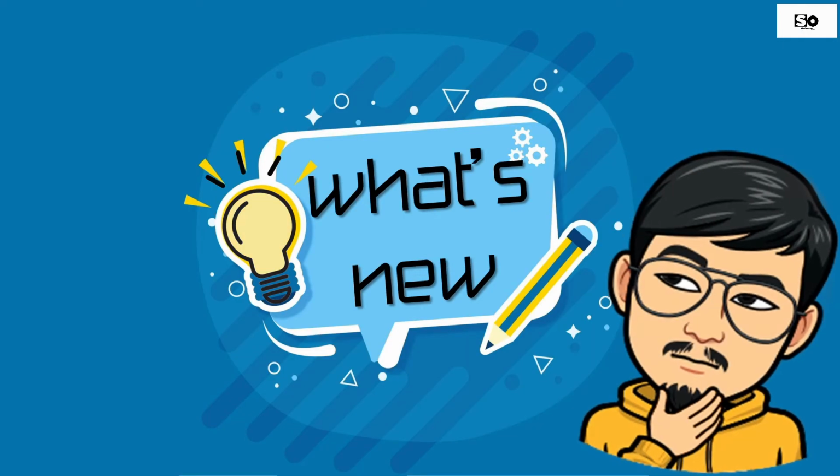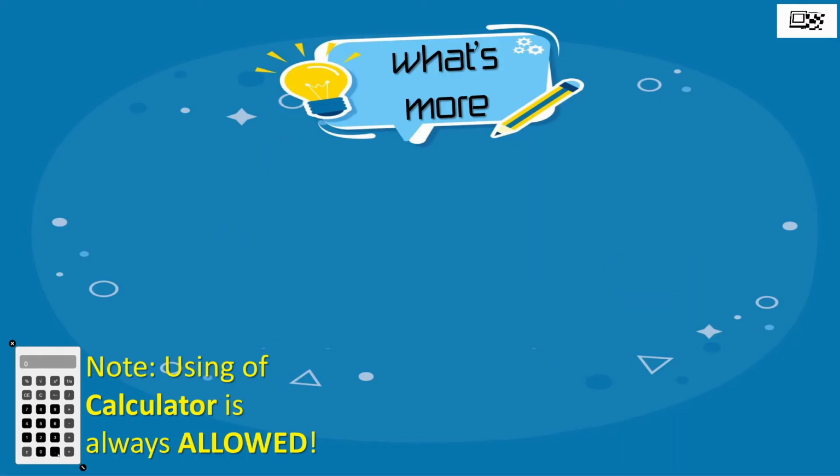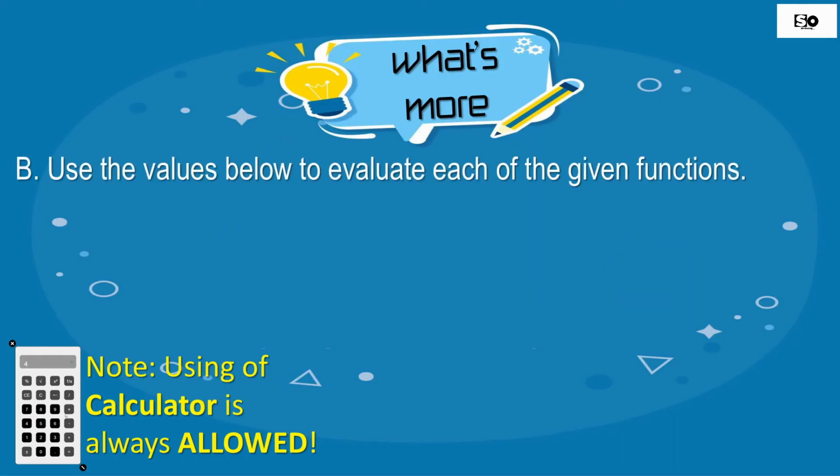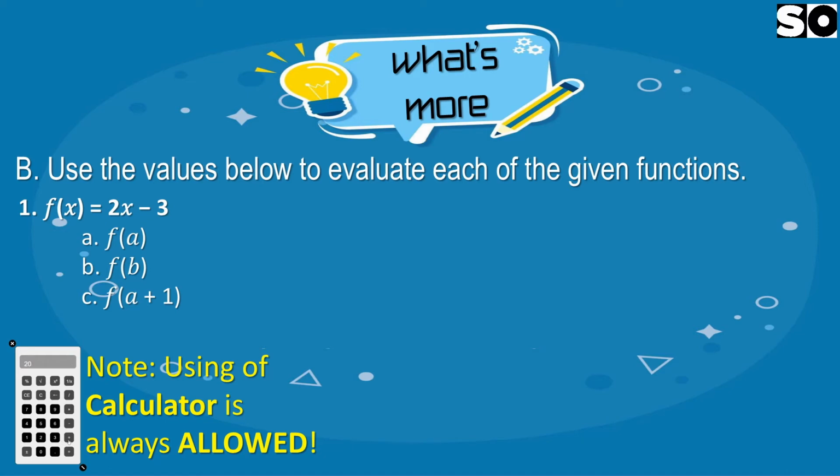What's new? Use the values below to evaluate each of the given functions. Number 1 example, f of x equals 2x minus 3. Meron tayong tatlong value ng x na gagamitin. Una, f of a. Pangalawa, f of b. At pangatlo, f of a plus 1.